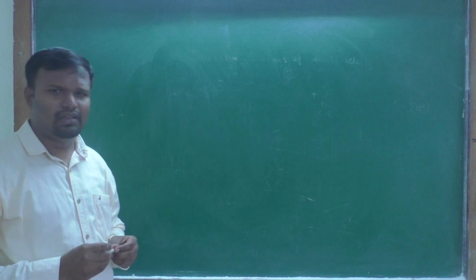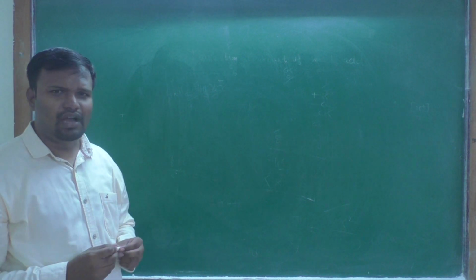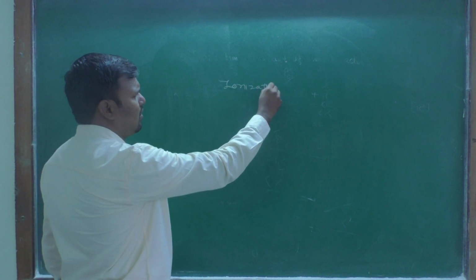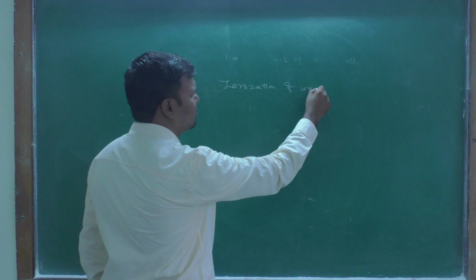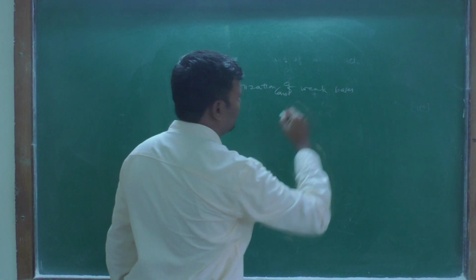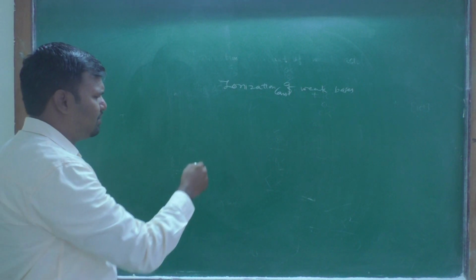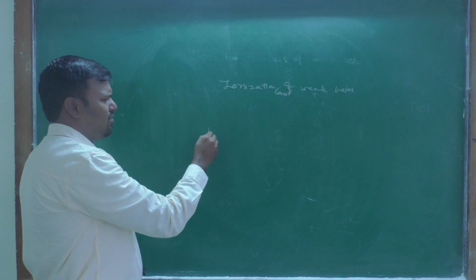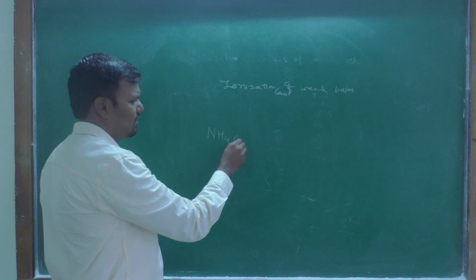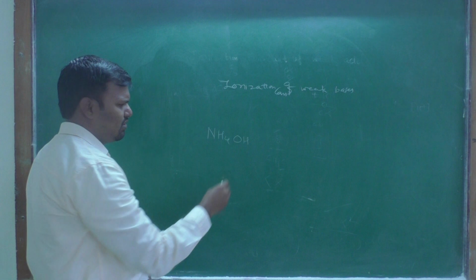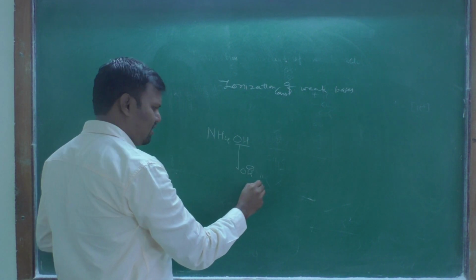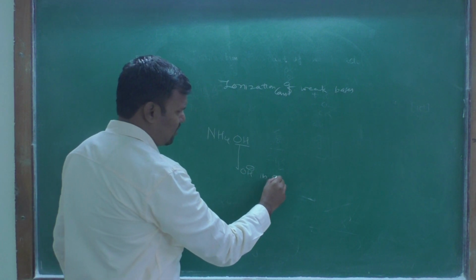Now we will study the ionization constant of weak bases. Suppose we have a base, for example NH4OH. We define a base as a substance which gives OH minus ions in aqueous solution.